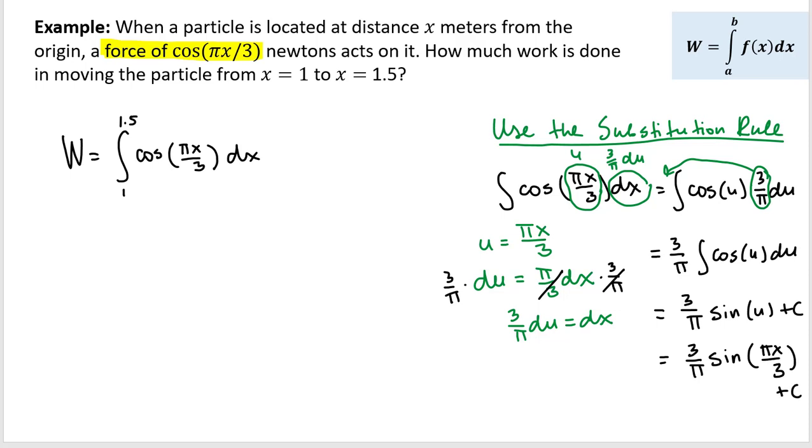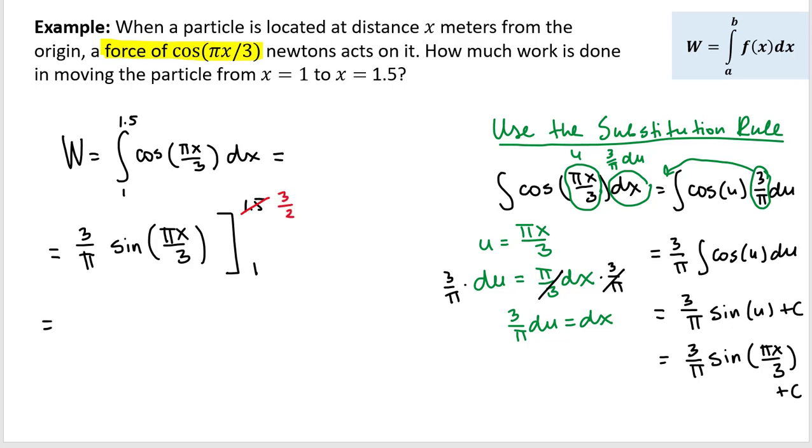And now I'm ready to put that back into my definite integral. So I'm back here. I already integrated. Now I just have to evaluate the result. So I have 3 over pi sine of pi x over 3. That has to be evaluated at 1.5 and 1. Now, since I'm dealing with a trigonometric function here, it's going to be easier if I plug in not 1.5, but actually 3 over 2. I'm just going to rewrite it as a fraction. So that's what I'll use.